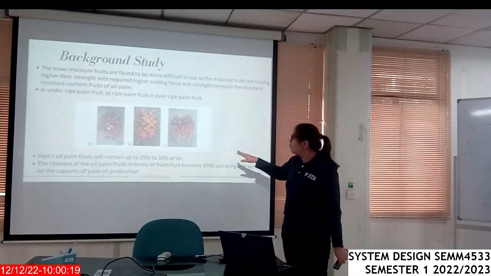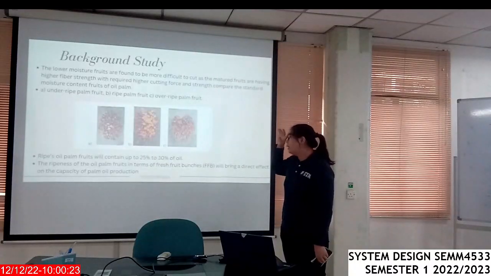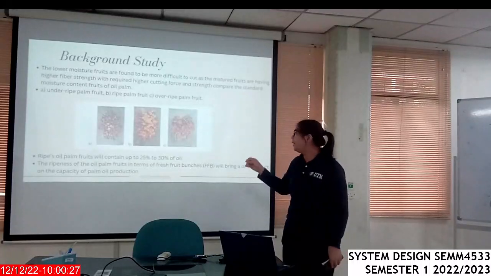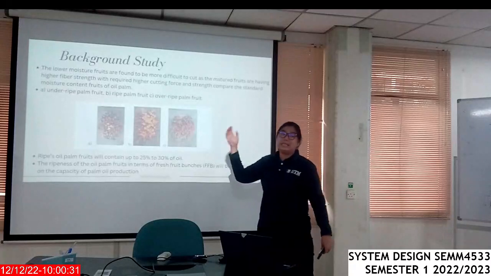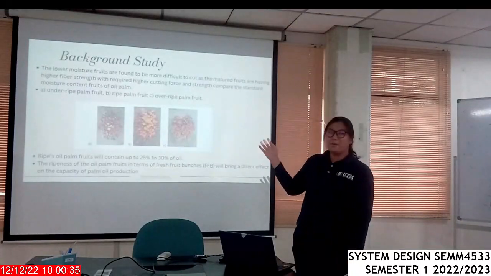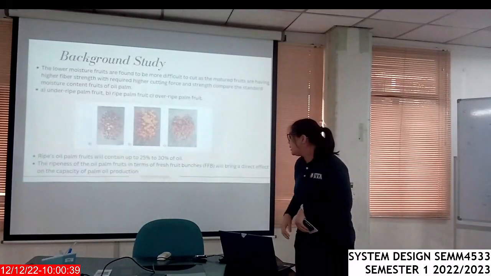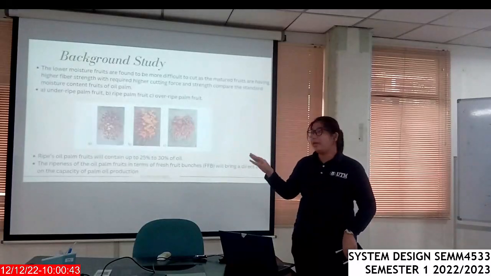So the third one is the overripe. It's already mature for a long time. You can see the color is more purple red, and you can observe that there are fewer fruits on the branches, because they detach from the branch when overripe. So this is the pattern of the fruit that we can observe.